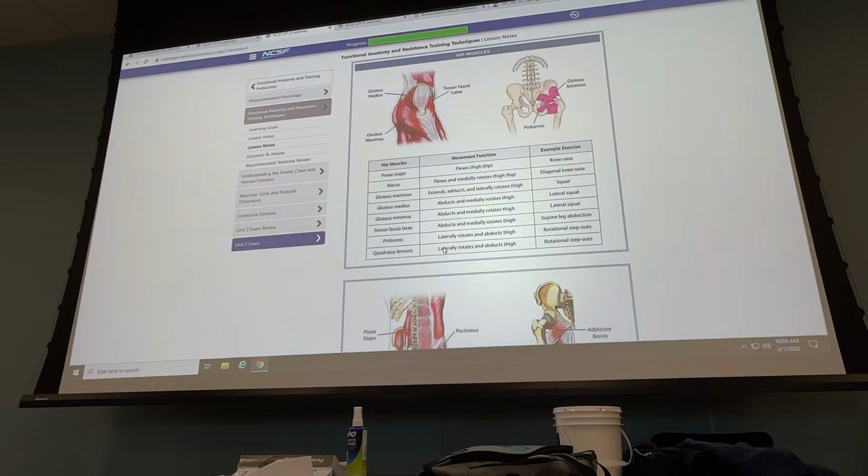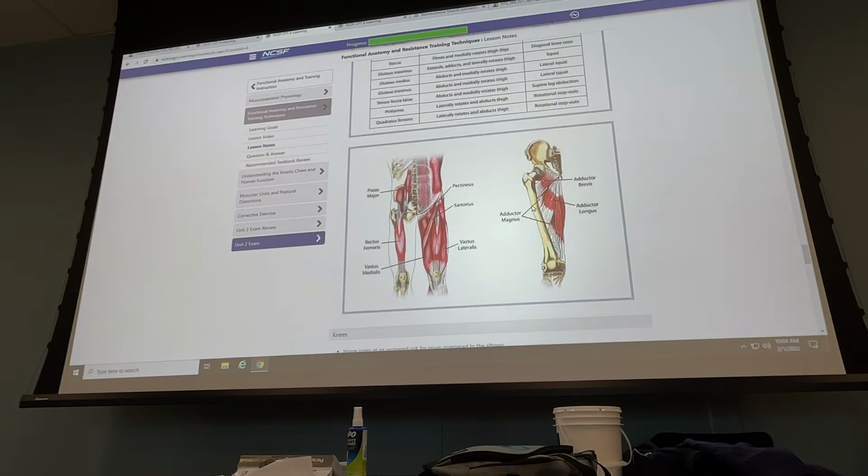Quadratus femoris. Okay, laterally rotates and abducts the thigh. That is another rotational step out. Quadratus femoris. Let's see if we have it.